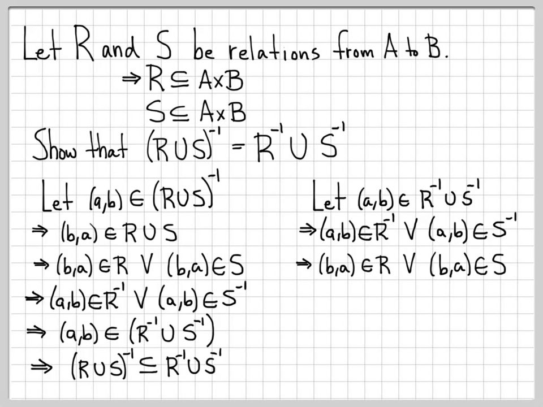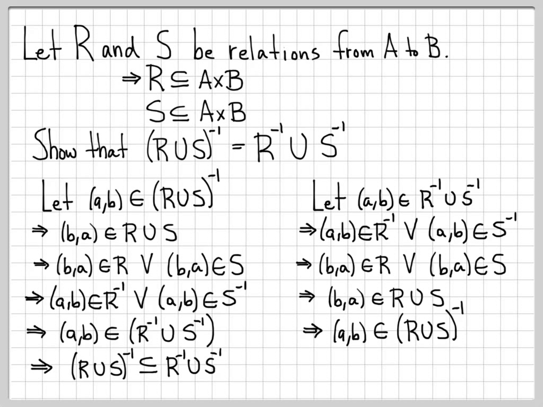If A comma B is in R inverse, that's equivalent to B comma A being in R. Similarly, if A comma B is in S inverse, that's equivalent to B comma A being in S. So this is our new logical statement. By the definition of the union, this means that B comma A is in R union S, because that's just the definition of union. And then finally, I'll apply the inverse to both sides to get A comma B is in the inverse of R union S.